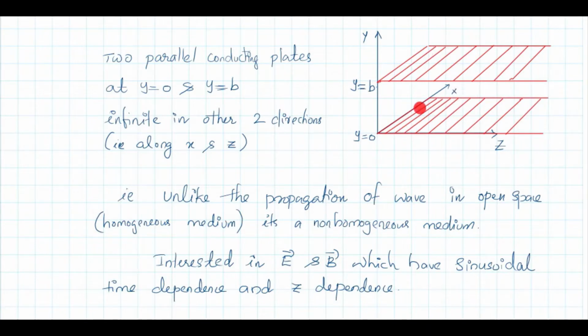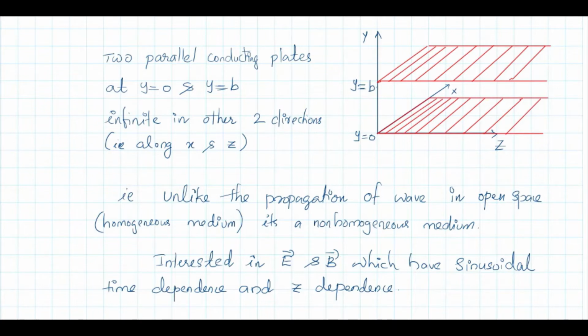Here in the x direction it extends from minus infinity to plus infinity. The z direction also extends from minus infinity to plus infinity. Okay, in the y direction it is restricted. You have a metallic plate at y equal to 0 and another one at y equal to b. And we are searching for the propagation of electromagnetic wave between these two parallel plates.